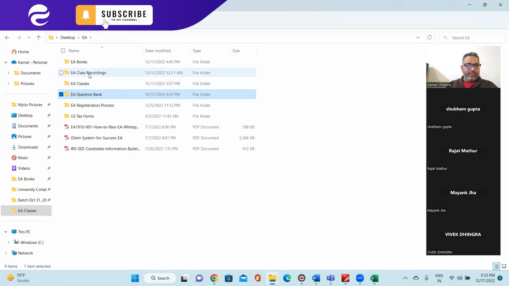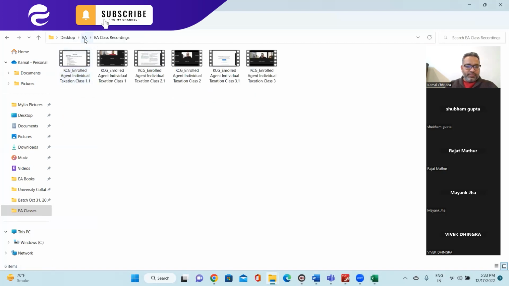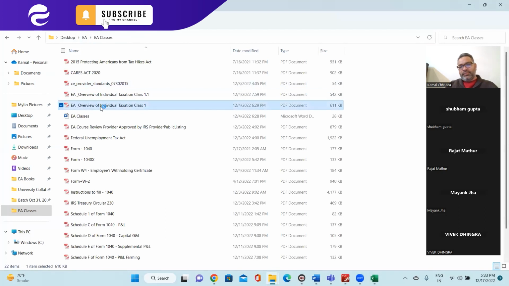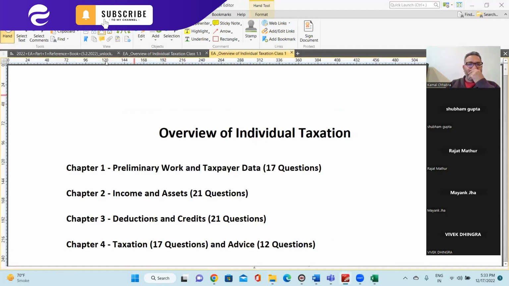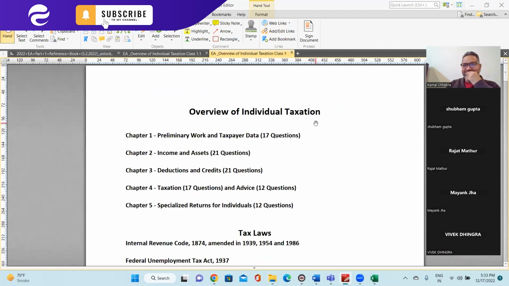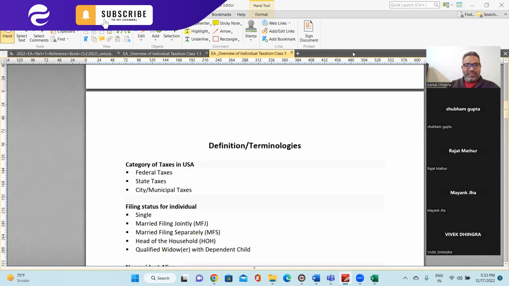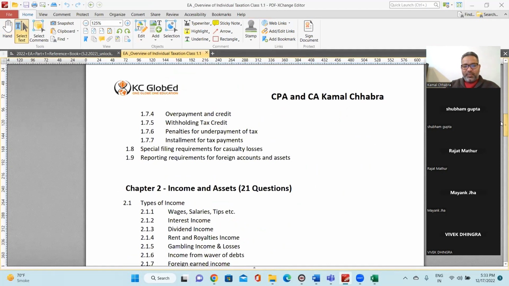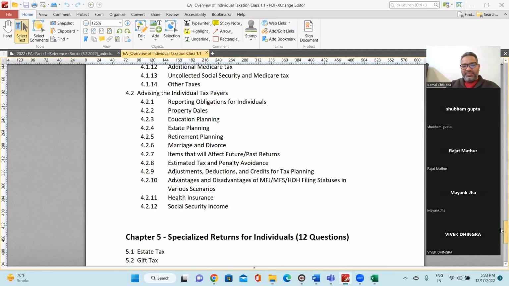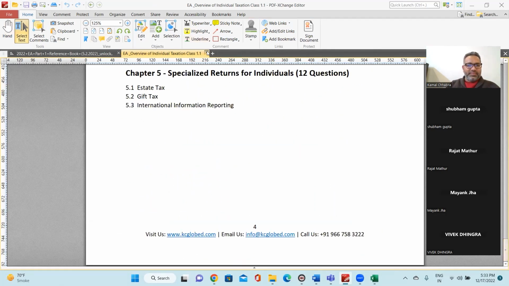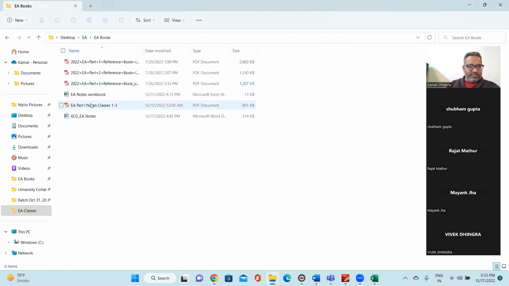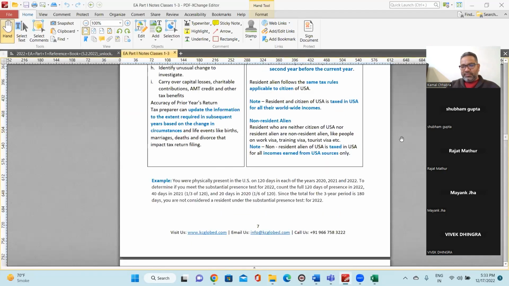What else? Who is not a US resident? He is not fulfilling the conditions which are laid down. What were those conditions? That's a $1 million question. The 183 days test. What else? 3 years. 183 days and 3 years. In the current year, it is 31 days, and the next 2 years is a balance. If he is not fulfilling this condition, he is not considered a resident of the USA.